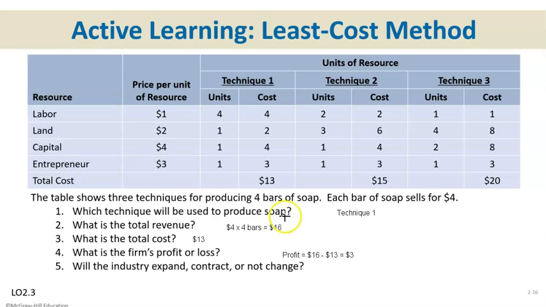Since this business is making a positive profit, that means they will continue to produce soap and the industry will expand. So more firms will start making soap, and we will also be using more resources. As a whole economy, more of our resources will go towards making soap.